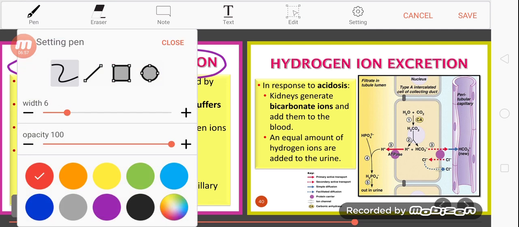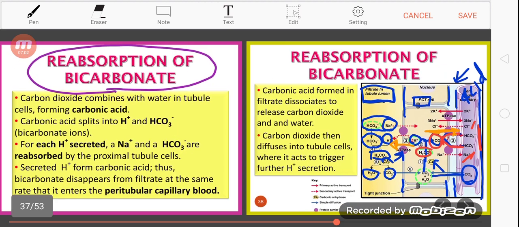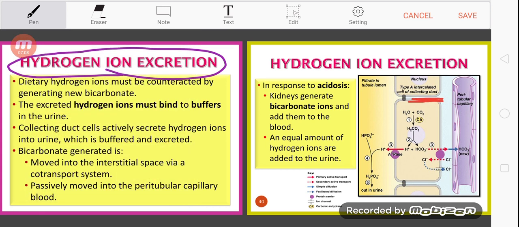Okay, so this one is for hydrogen ion secretion in the collecting duct. In which condition does this hydrogen secretion occur in the collecting duct? When dietary hydrogen ion must be counteracted by generating new bicarbonate. The excreted hydrogen ion must bind to buffer in the urine, and the collecting duct cells actively secrete hydrogen ion into the urine.